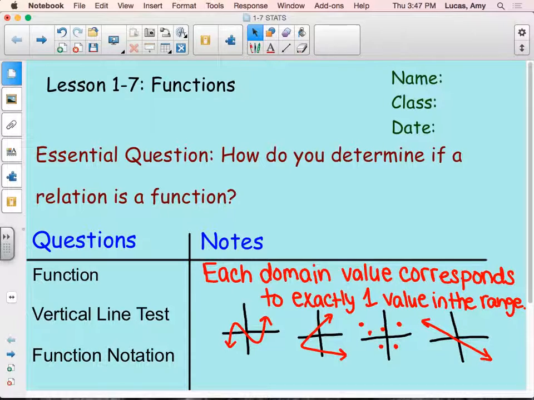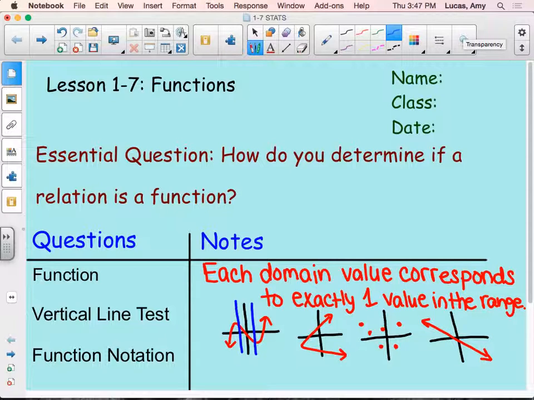Okay, so the vertical line test. When you do the vertical line test, what you're doing is you're basically drawing vertical lines through your graphs. And in order to be a function, your graph has to pass the vertical line test, which means that each vertical line can hit your graph only once. So this is a function, yes.